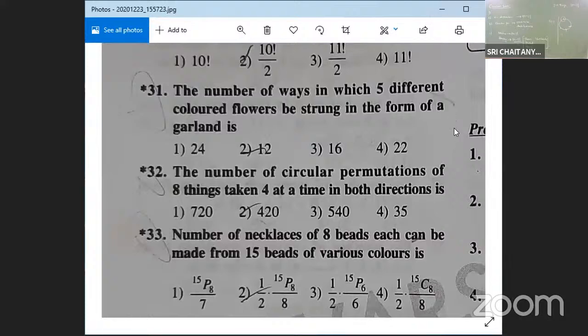I hope you have copied problem number 31. Do that problem number 31. n value is equal to 5. n minus 1 factorial by 2 is equal to 5 minus 1, 4 factorial by 2.